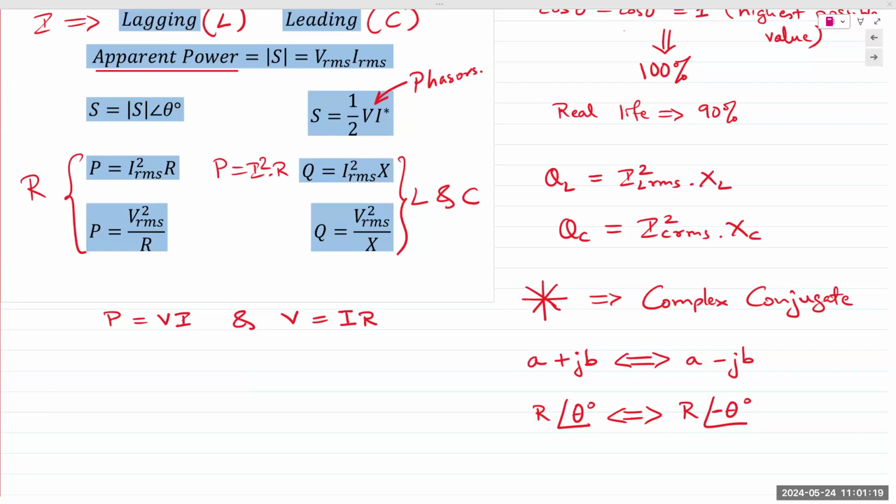Let me see. The resonance circuits, 18 and 19, was due yesterday. Yeah, 20 is due on Sunday. So I'll postpone that.